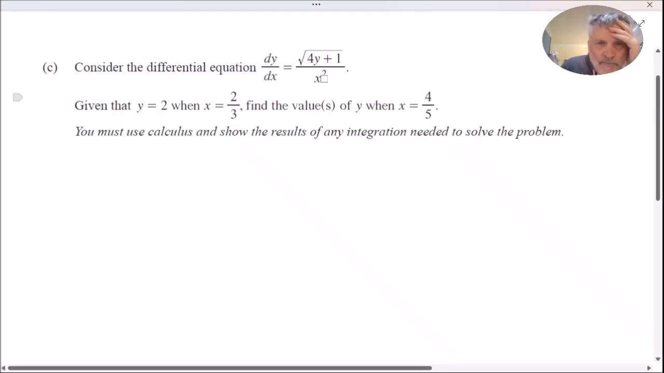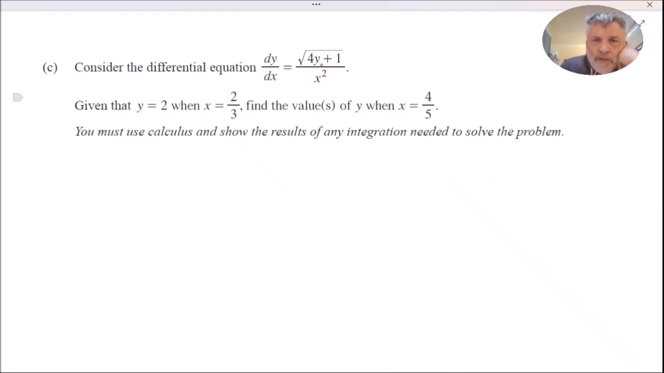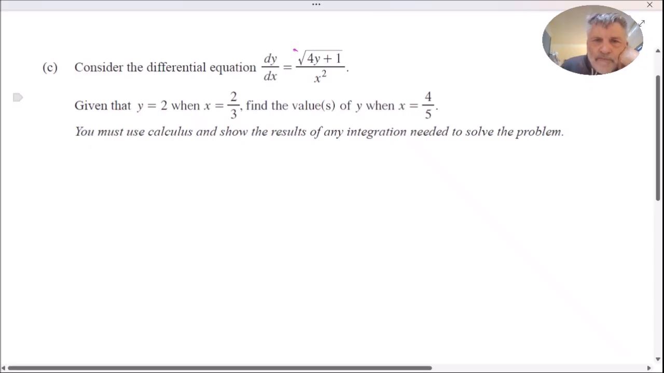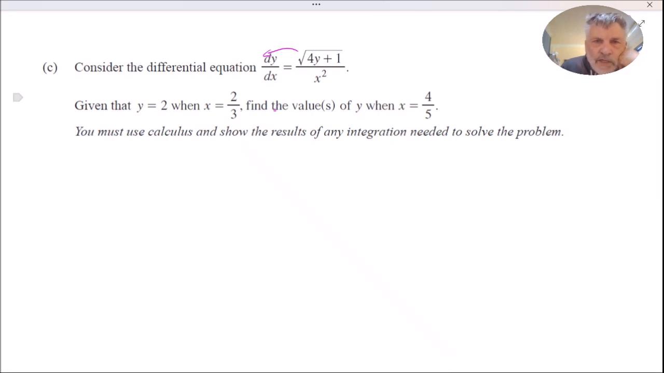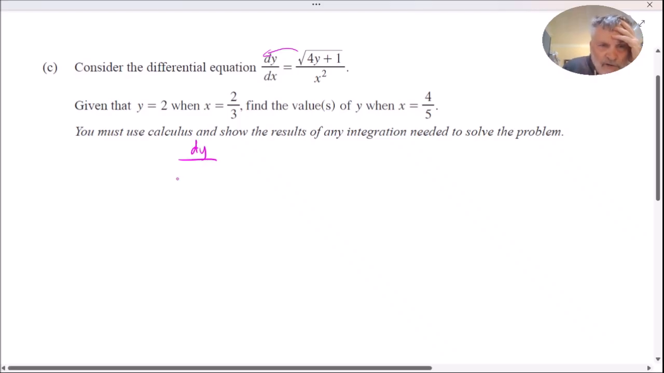This is another differential equation. It's a separation of variables. So the idea is we want to shift the y term on this side and just have x terms over on the right hand side. And yeah, so let's just do that. You'll get dy divided by the square root of 4y plus 1 equals dx over x squared.